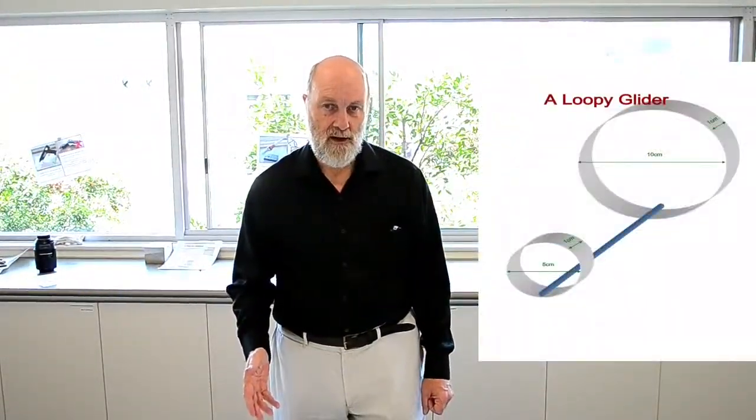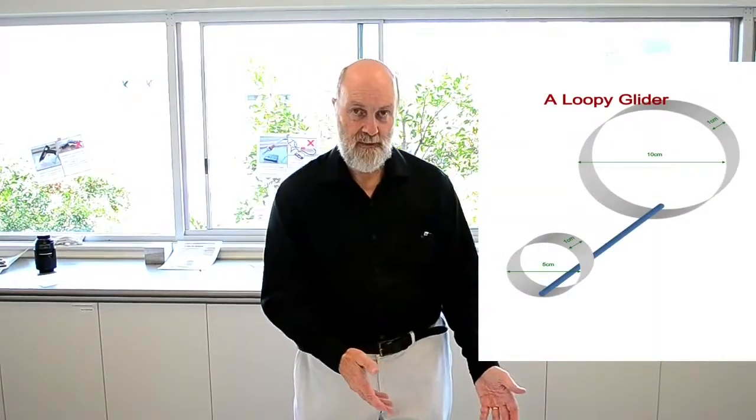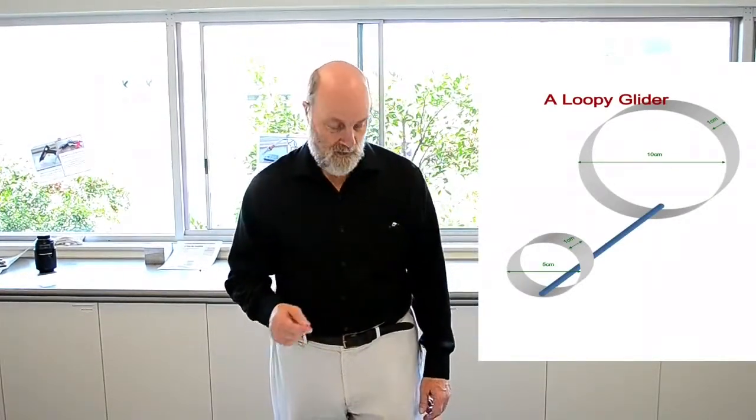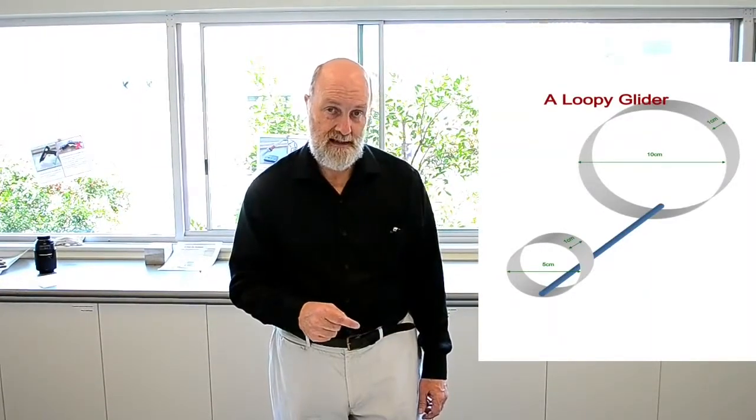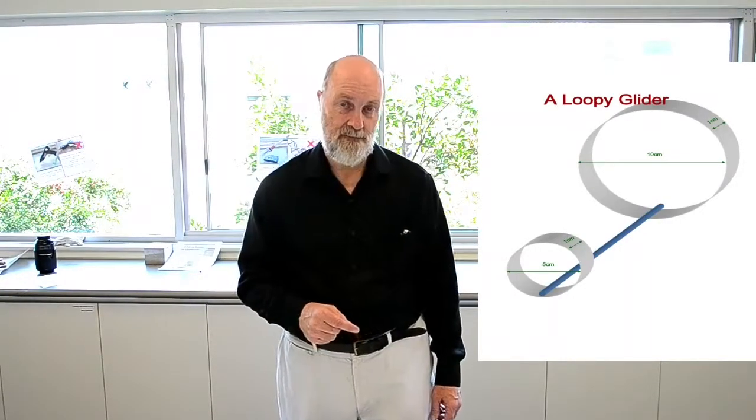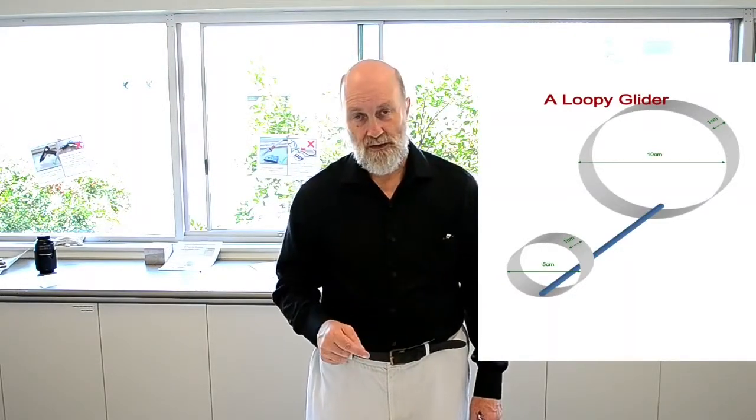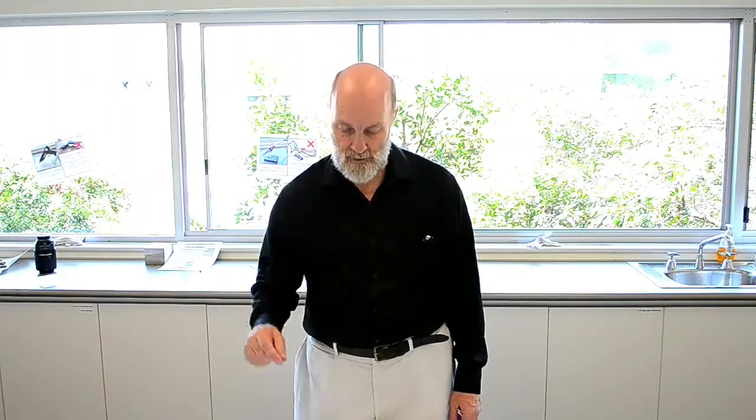The problem that's inherent in the design of this glider is that the piece of paper that we've got is not quite long enough to make the glider as is specified in the sheet. What it says is that the loop at the back of the glider should be 10 centimetres in diameter. Now, what the students have to work out is how long does the piece of paper have to be to create a loop like this of 10 centimetres.